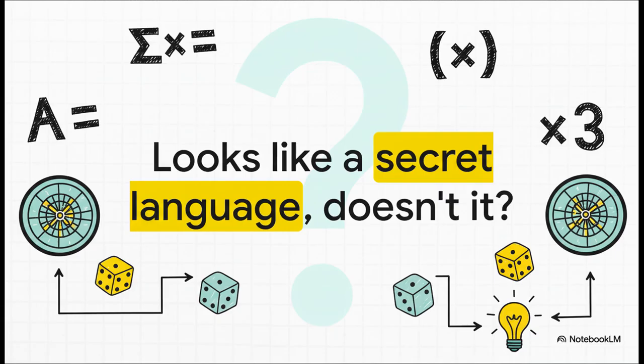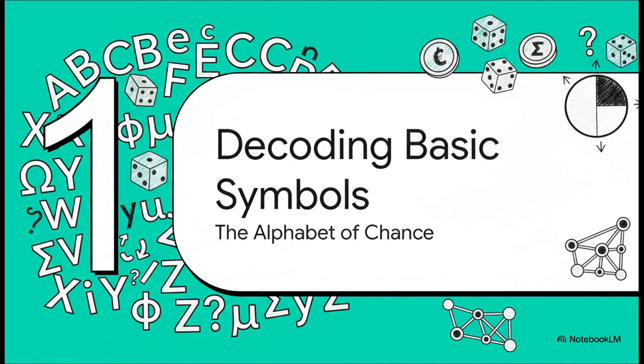Okay, I get it. It looks super intimidating. But I promise you, by the end of this quick explainer, you're not just going to understand these symbols, you're actually going to be able to use them. So you ready? Let's start breaking this code down, piece by piece. You know, every language starts with an alphabet, right? Well, the language of chance is no different. We're about to learn the absolute ABCs of probability. These are the fundamental letters that are going to unlock everything else.